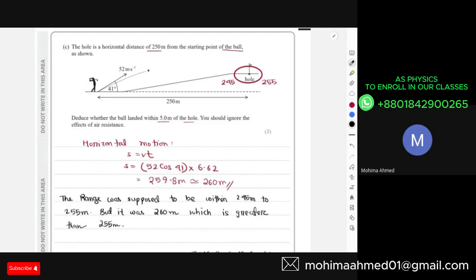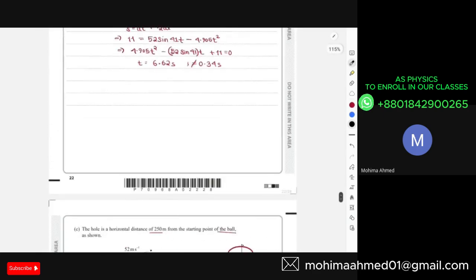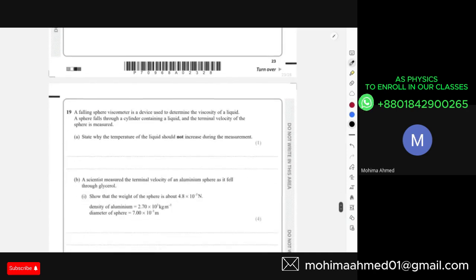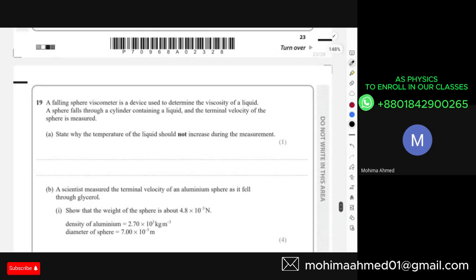Any problem from question 18 entirely? No. No, teacher. No. If there is no problem from question 18, then we'll quickly move on to question 19.